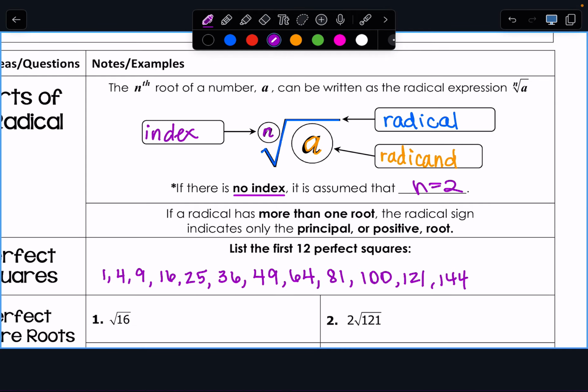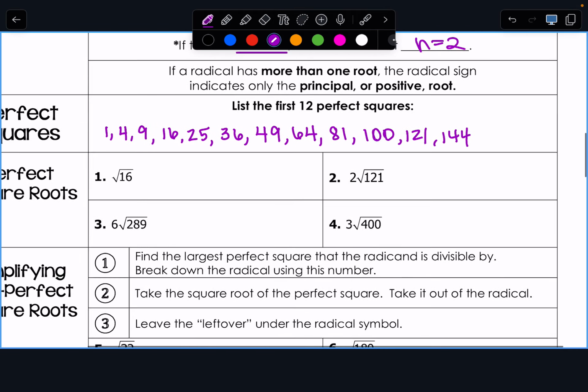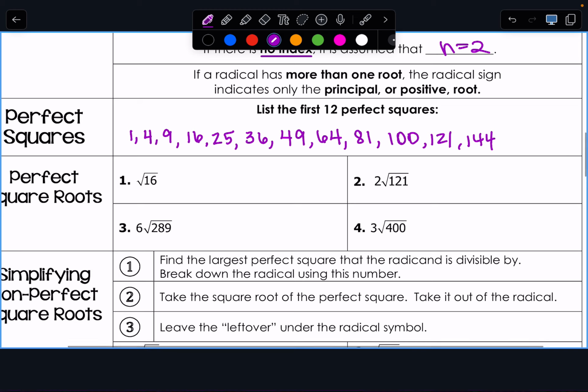For example, what is the square root of 16? 4. The square root of 16 is 4. Now, over here we have 2 times the square root of 121. What is the square root of 121? 11. So this becomes 2 times 11, which is 22.